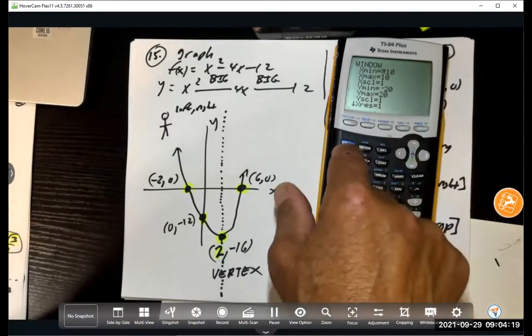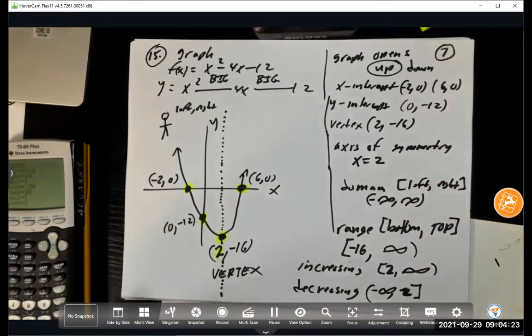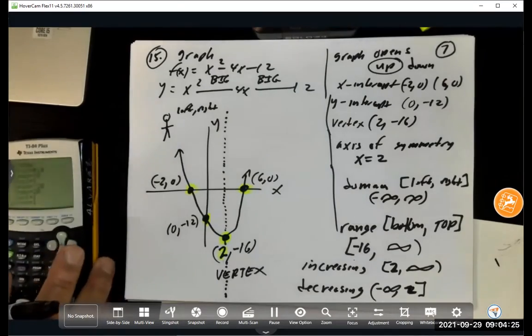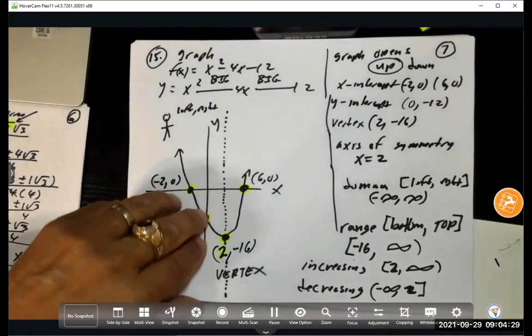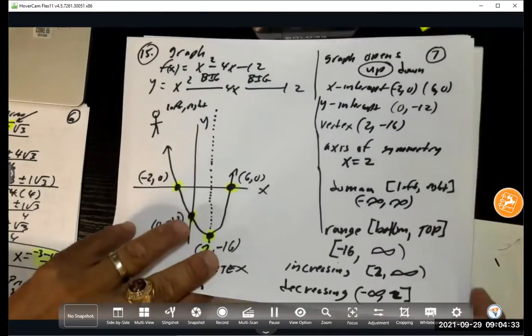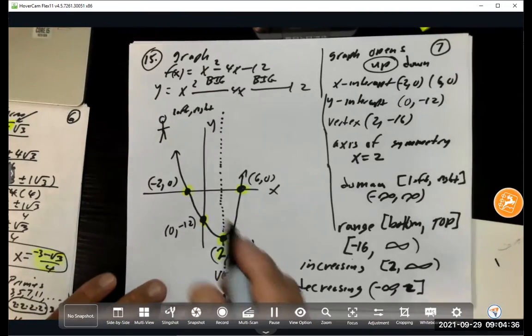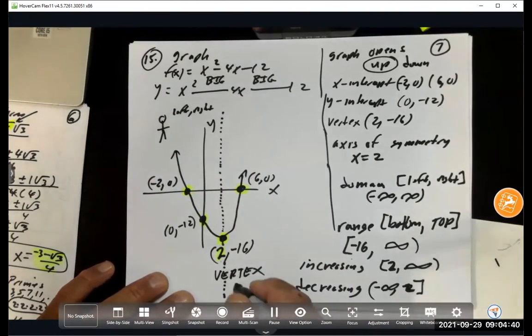All right, so let me go to number 16. Okay, let me do one more. Number 16 now. All right. So this also, let me ask you another question. So this is the vertex. This is also called the min.